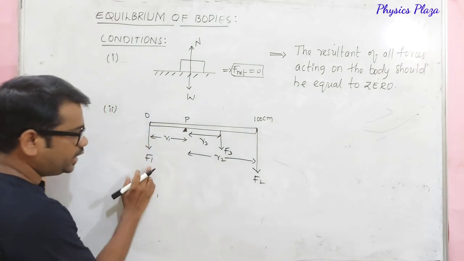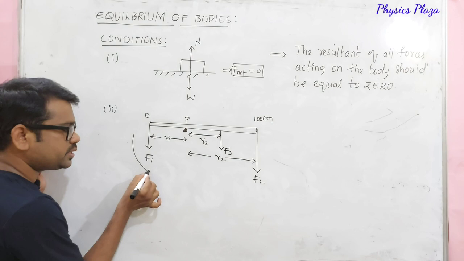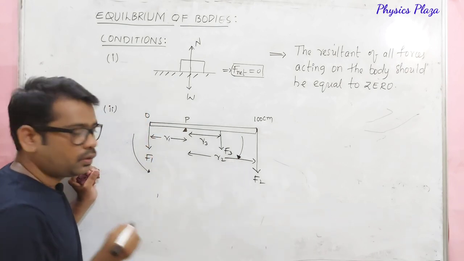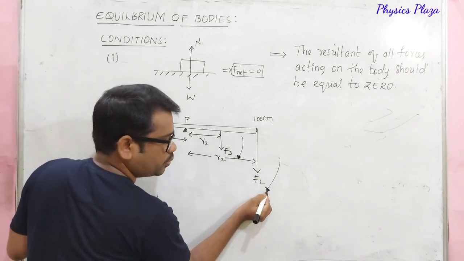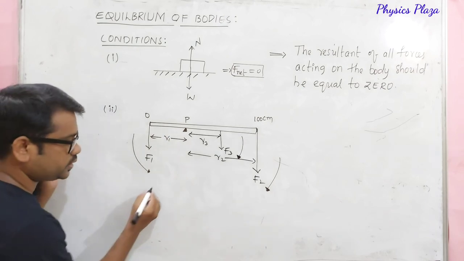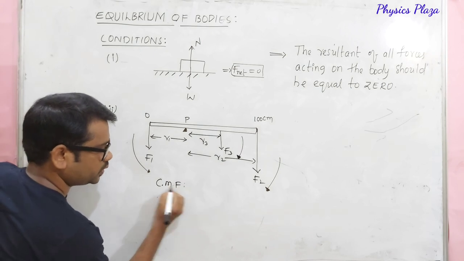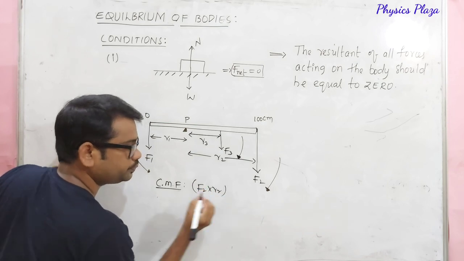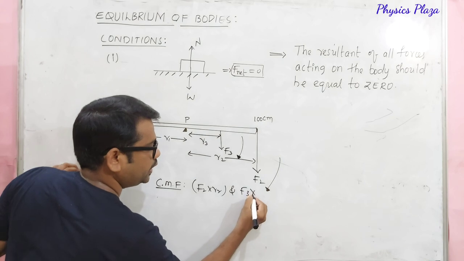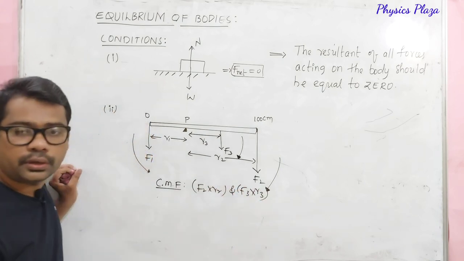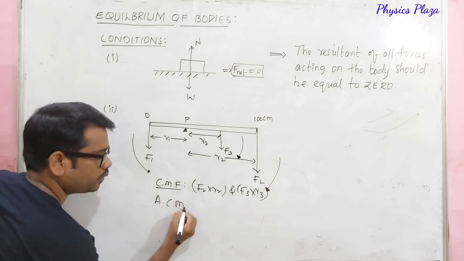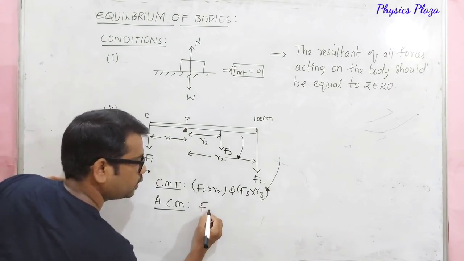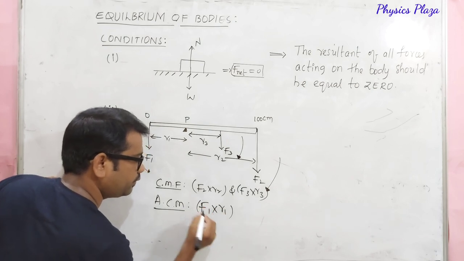But try to understand, dear children, F1 will try to rotate this in an anti-clockwise direction, which means it produces an anti-clockwise moment of force, whereas F3 and F2 will both produce a clockwise moment of force. So let us first calculate the clockwise moment of force, dear children. It will be F2 into R2 and F3 into R3. These two produce the clockwise moment, whereas just F1 will produce the anti-clockwise moment of force, which is F1 into R1.